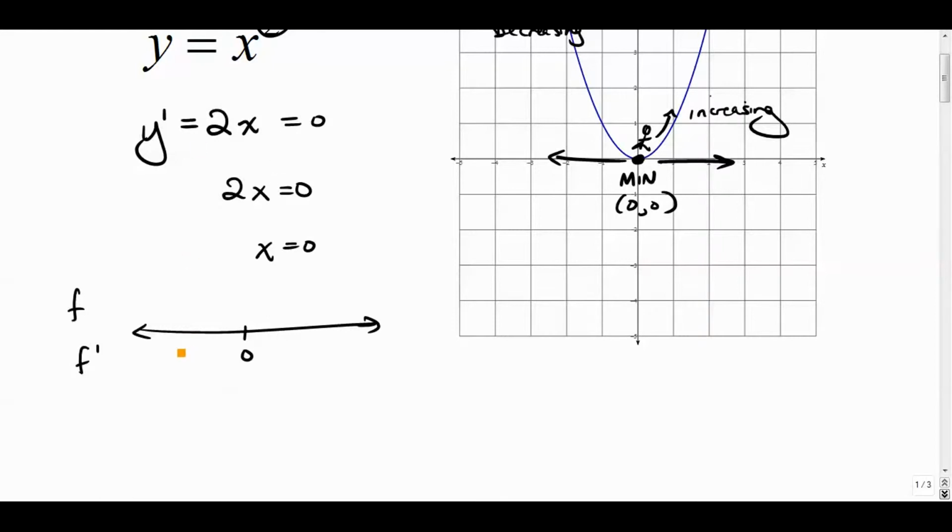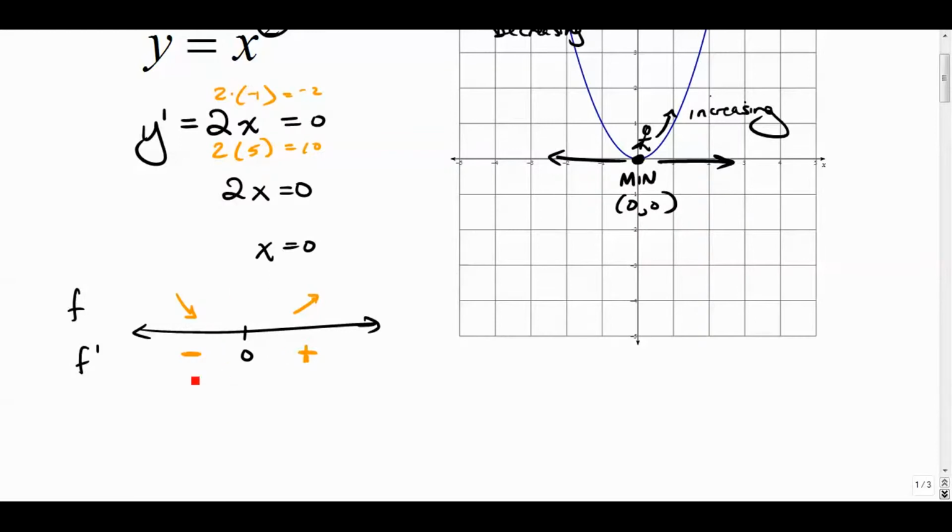So if I plug negative 1 in here, 2 times negative 1 is negative 2. So my derivative is negative, which means my function's going downhill. If I test something over here, maybe positive 5 or even positive 1 will work, it doesn't matter. 2 times positive 5 is 10, so it's a positive number. Our function goes uphill when the derivative is positive.